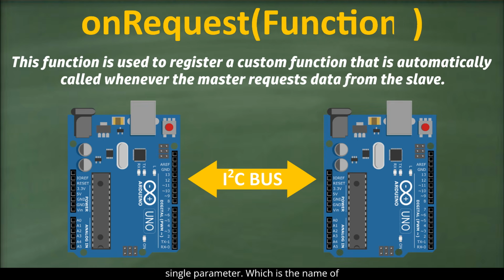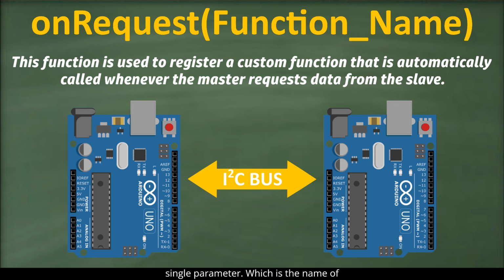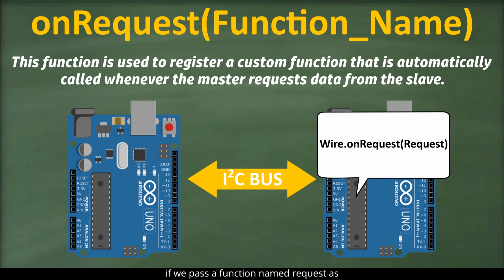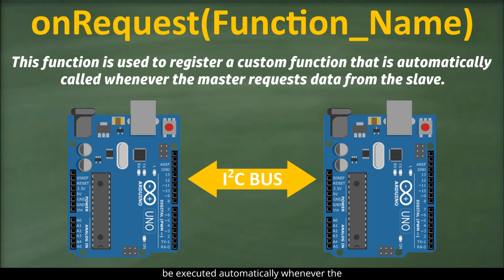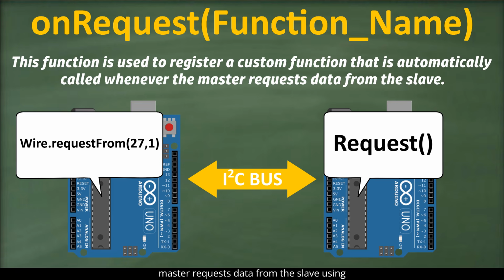It takes a single parameter, which is the name of the user-defined function. For example, if we pass a function named request as the parameter, that request function will be executed automatically whenever the master requests data from the slave using the requestFrom function.